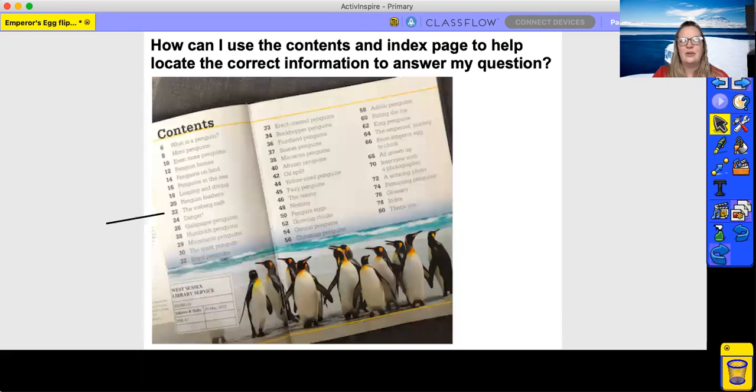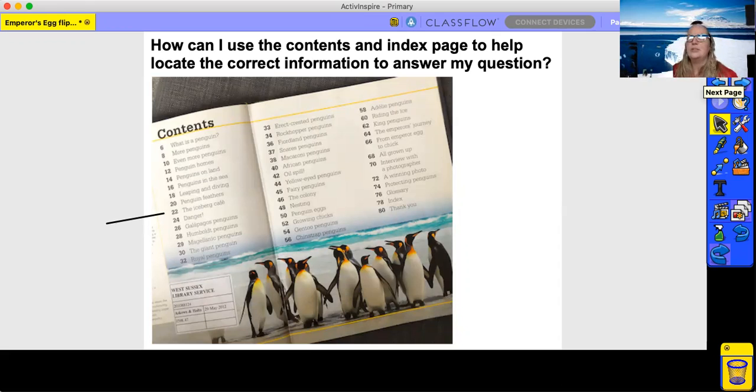In order to help me find information, I can use the contents and index pages to help me locate the correct information to answer my question. If I look at the contents page of this book, you'll see that page 22, the Iceberg Cafe, seems to be directly related to food and eating. When I look at page 22, I get up lots of information about food.